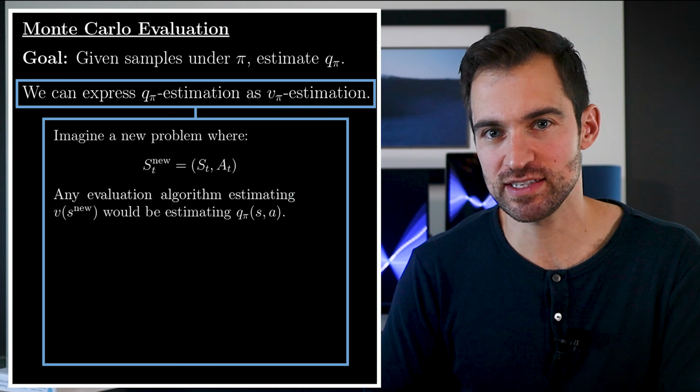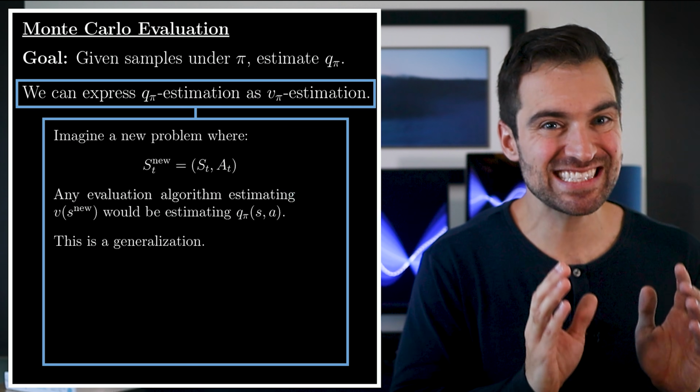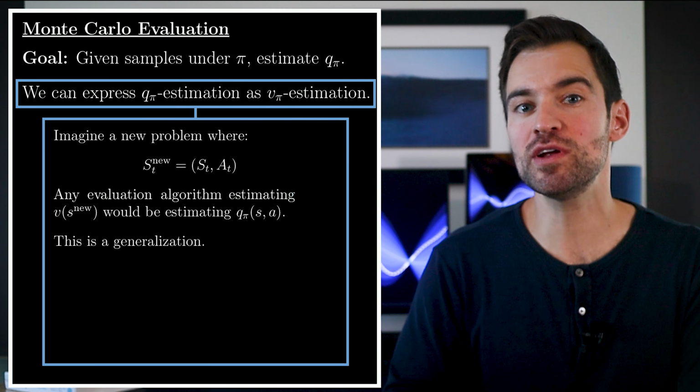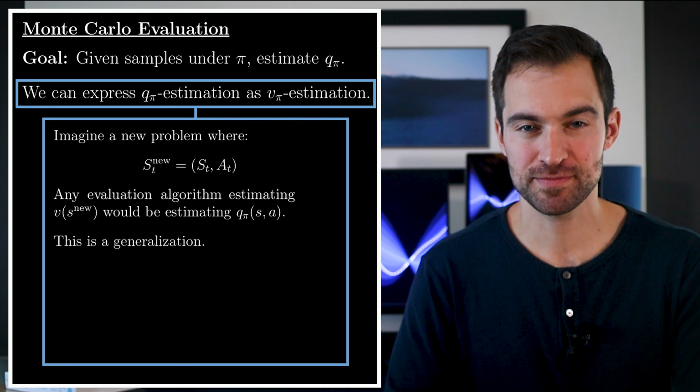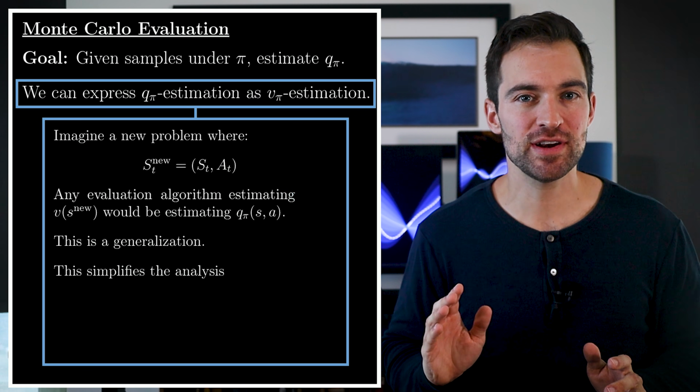This is useful for two reasons. The first is it's a generalization of what you might read. If you come across a state value estimation method, you'll know it can be used for action value estimation. In fact, you'll need to think that way very shortly. The second reason is it simplifies our analysis a bit.